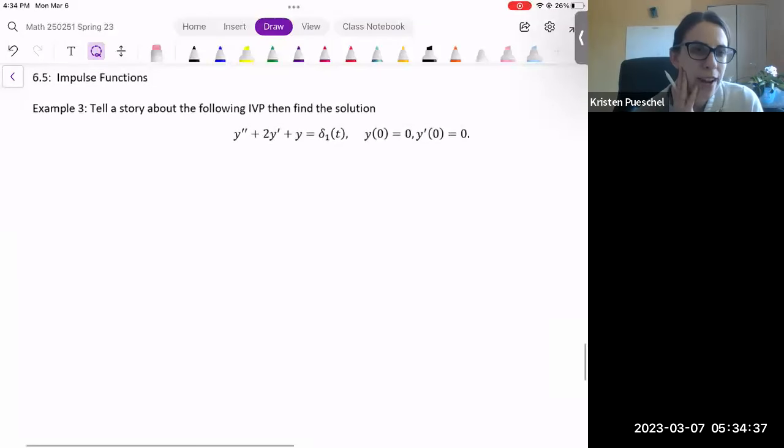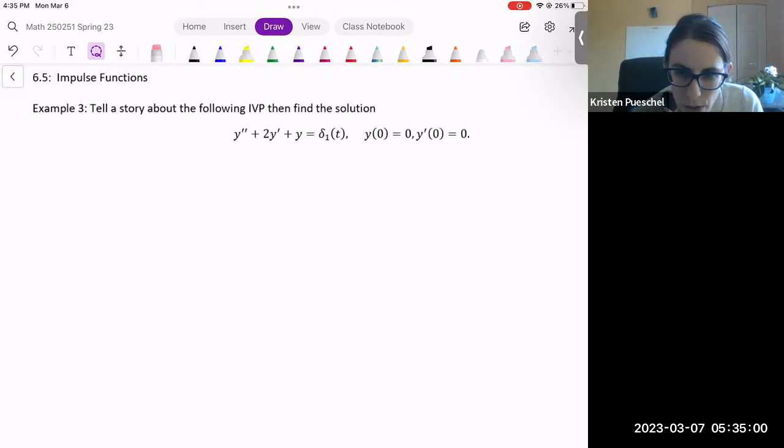Okay, let's try out another example problem. So first off, what I'd like you to do is take a moment, try and tell a story about this initial value problem. You see it's second order. All of our coefficients are positive, so it can represent a mass spring system.